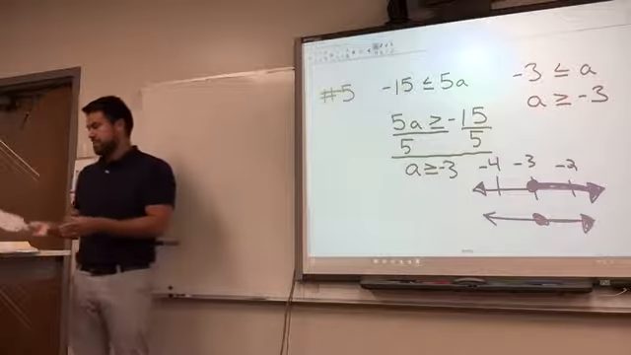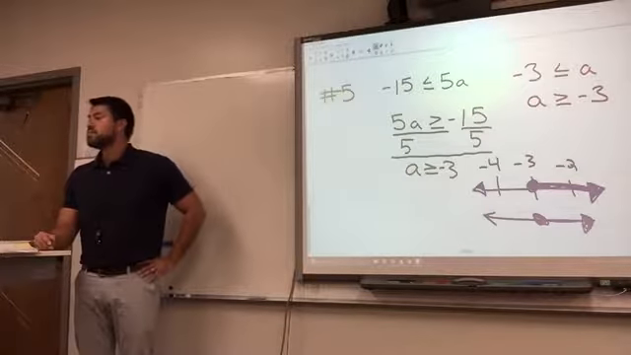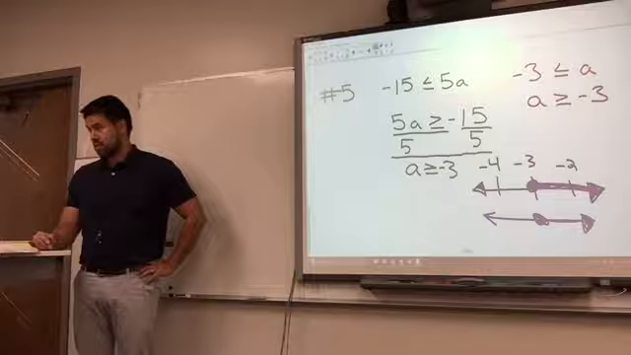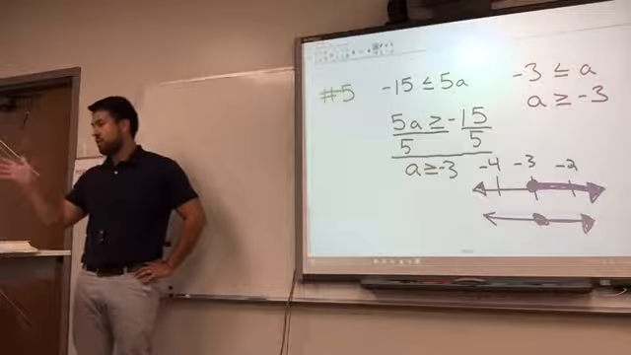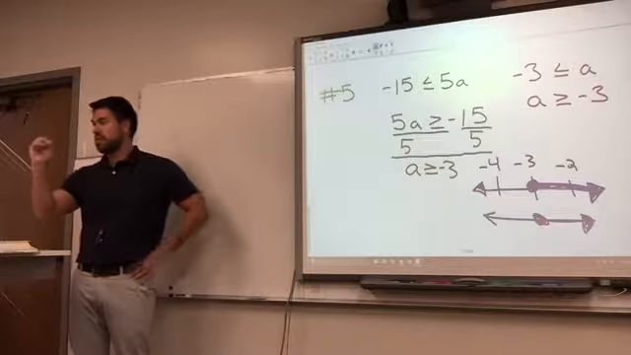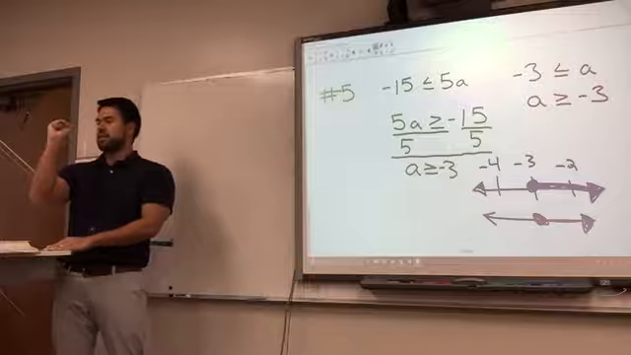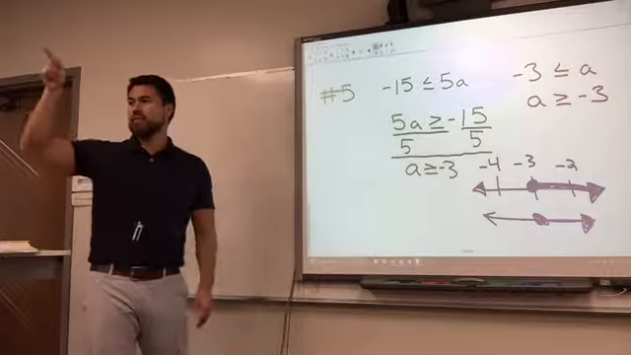Yes, ma'am? If you have the greater than or equal to, or less than or equal to sign, and the number is equal to that number, would you just put the dot there on the number? Whatever the number is. Yeah, and close it. Closed circle. Yes, if it has that equal to sign, it's got to be closed, always. Okay, yes, ma'am?